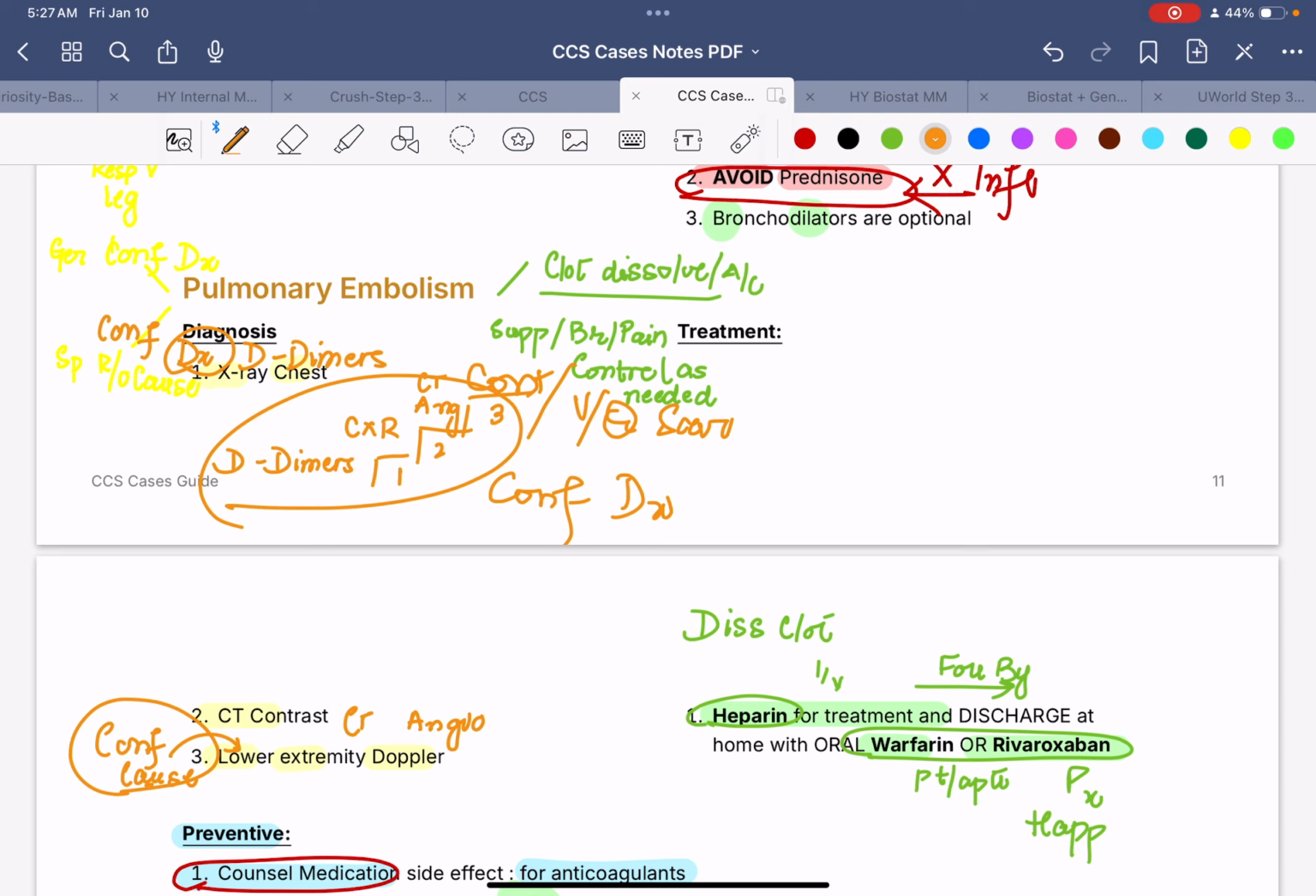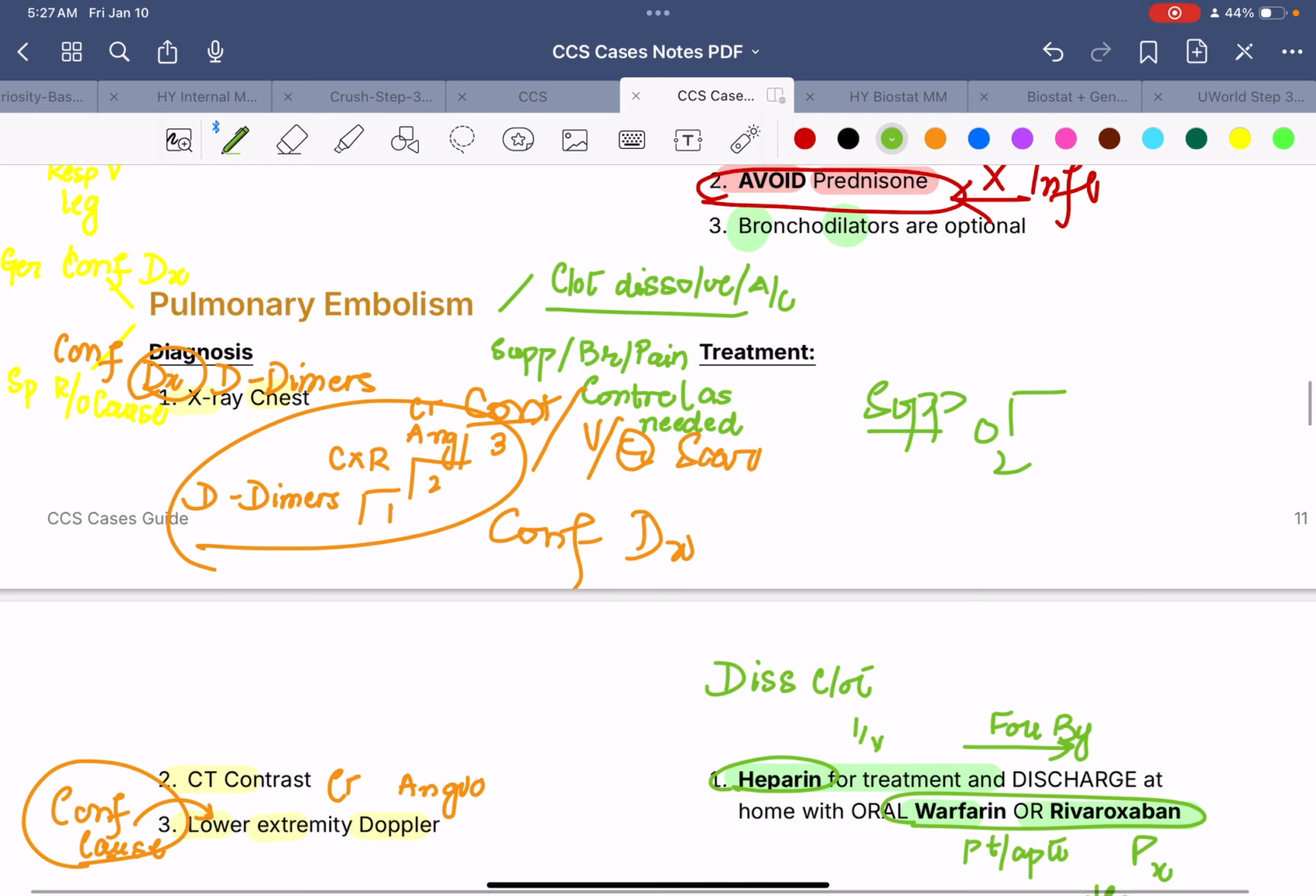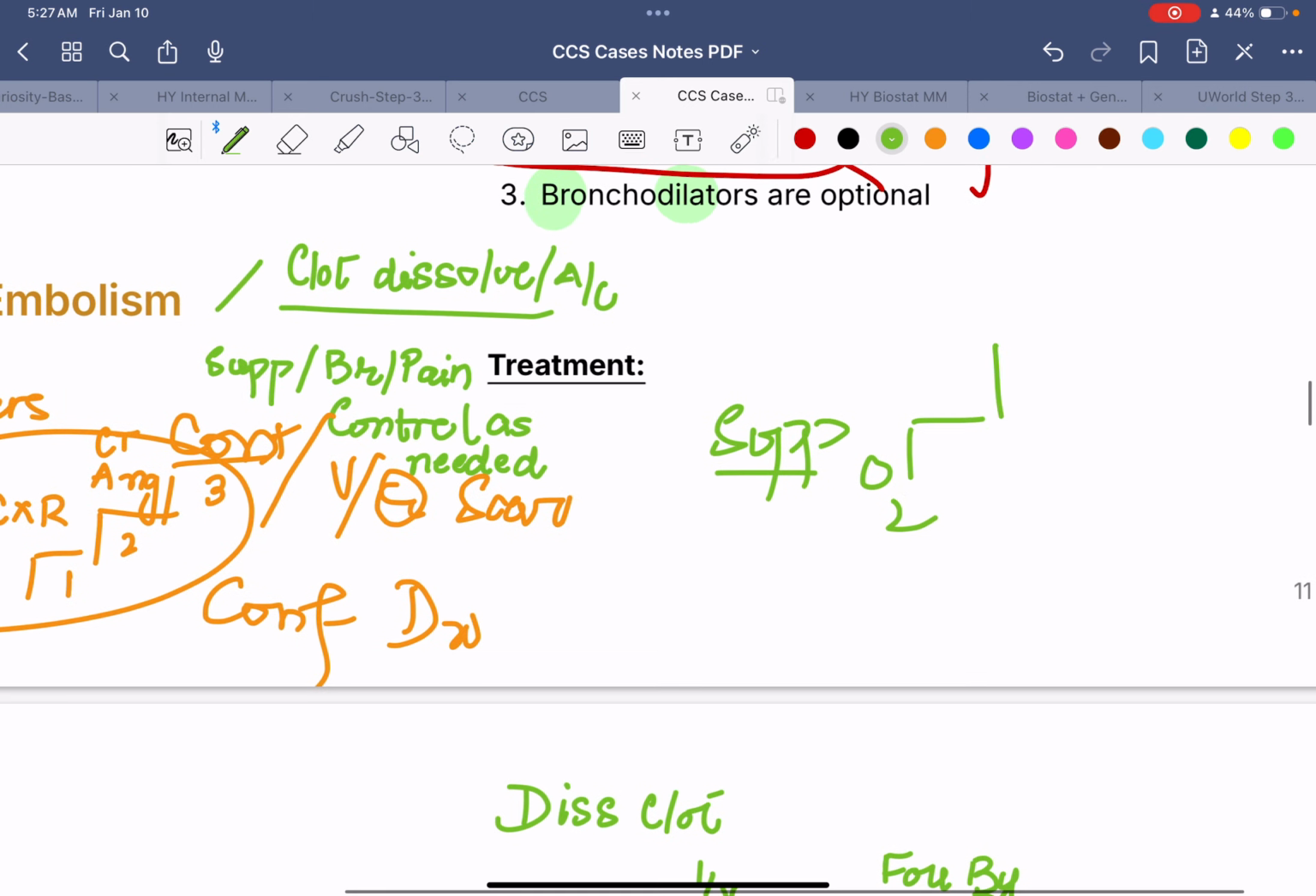And then in order to confirm the cause, we are going to do a lower extremity Doppler. And again, for the treatment, what is the main goal? One would be the supportive treatment. Of course, if the patient has low oxygen saturation, then you can give him oxygen. But of course, since there is an embolus, oxygen might not do as much. But still, for the breathing support, you can give him oxygen.